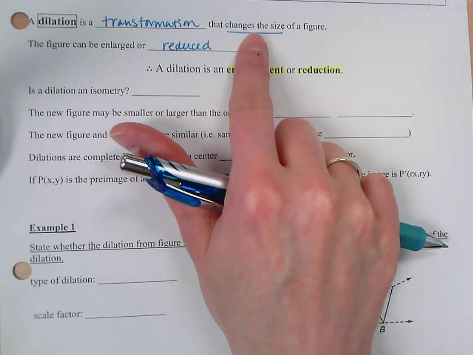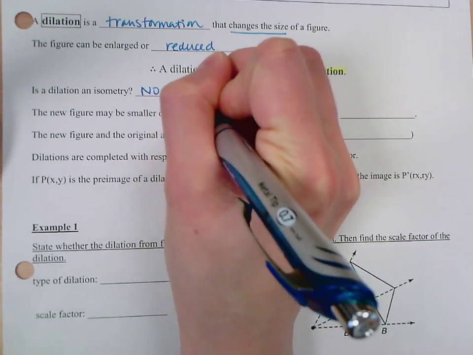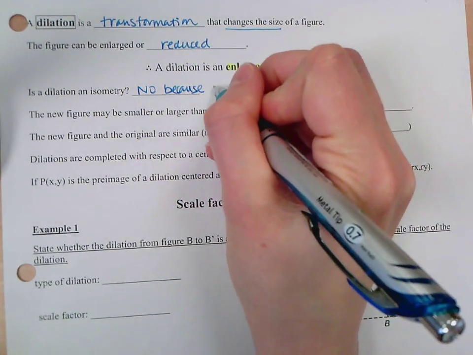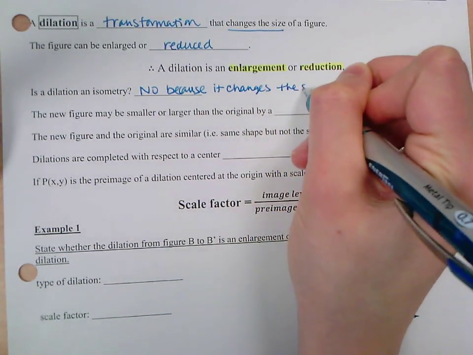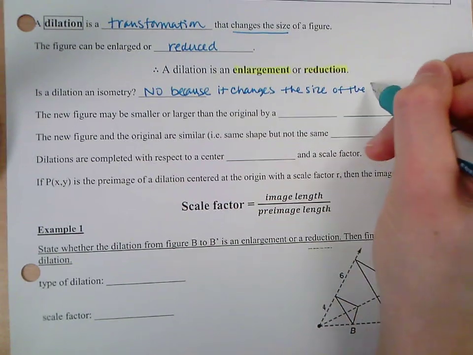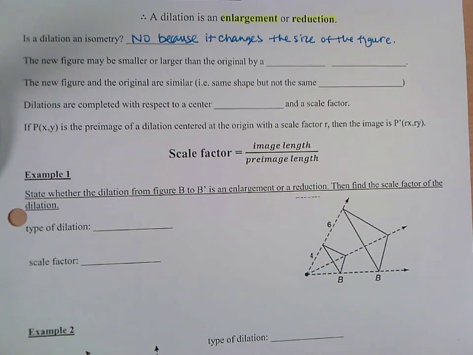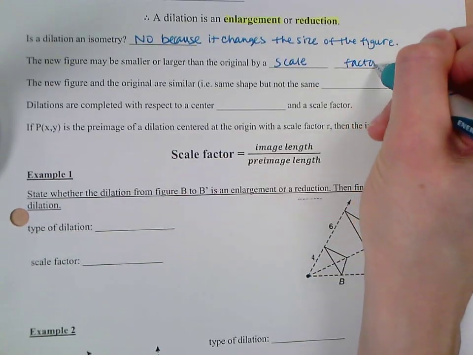No, because directly in the definition, we say it changes the size. So this is no, and it doesn't say why, but if you want to write why so you understand why it's no. No, because it changes the size of the figure. So the new figure may be smaller or larger than the original by a scale factor. So we measure the dilation by its scale factor.